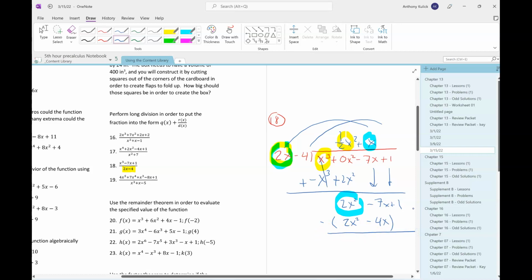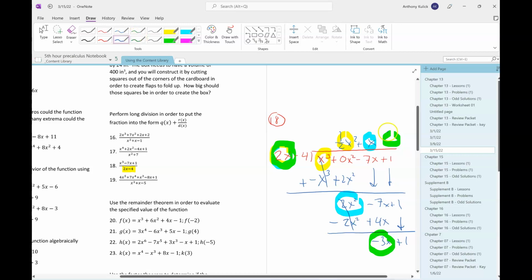All right, so I multiplied the x to both places. Wrote it below. We're going to subtract down. Before I subtract, I'm going to distribute that negative. So 2x squared minus 2x squared is 0. Negative 7x plus 4x is negative 3x. And then still bring down the leftovers. And one more question here. What times 2x gives me negative 3x?